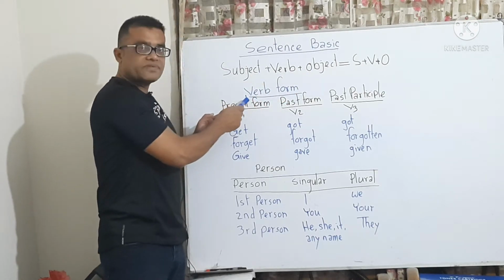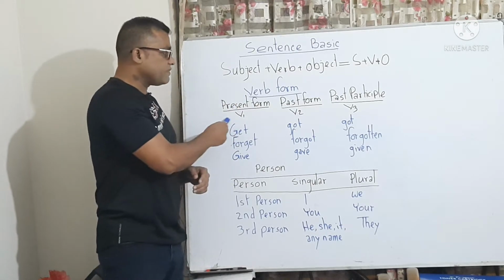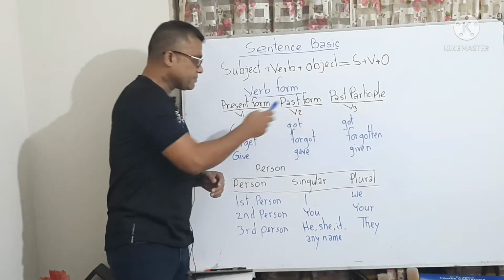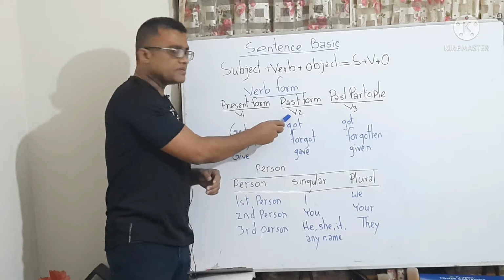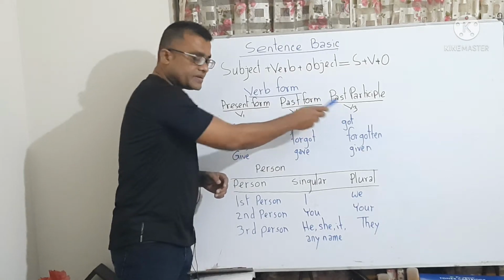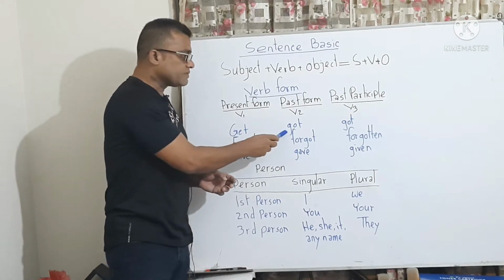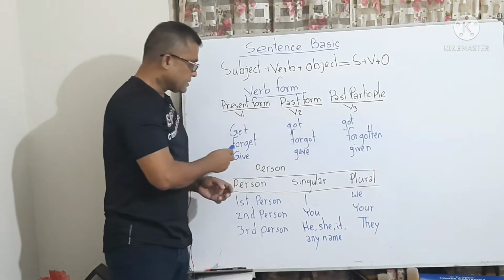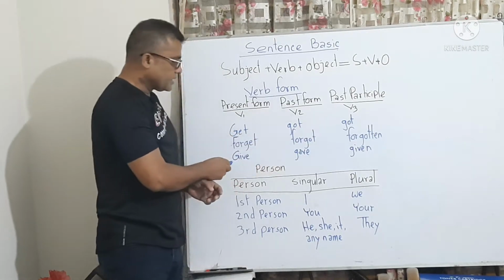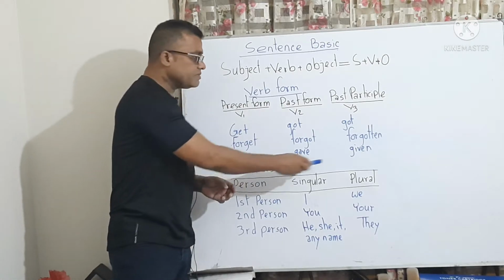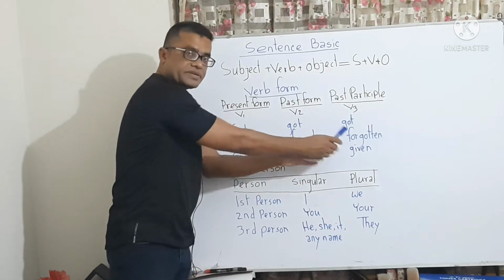Now come to verb form. There are three types of verb form: present form, past form, past participle. Present form means V1, past form means V2, past participle means V3. Here are some examples for you: get V1, got V2, got V3, forget V1, forgot V2, forgotten V3, give V1, gave V2, given V3. So these are V1, V2, V3.